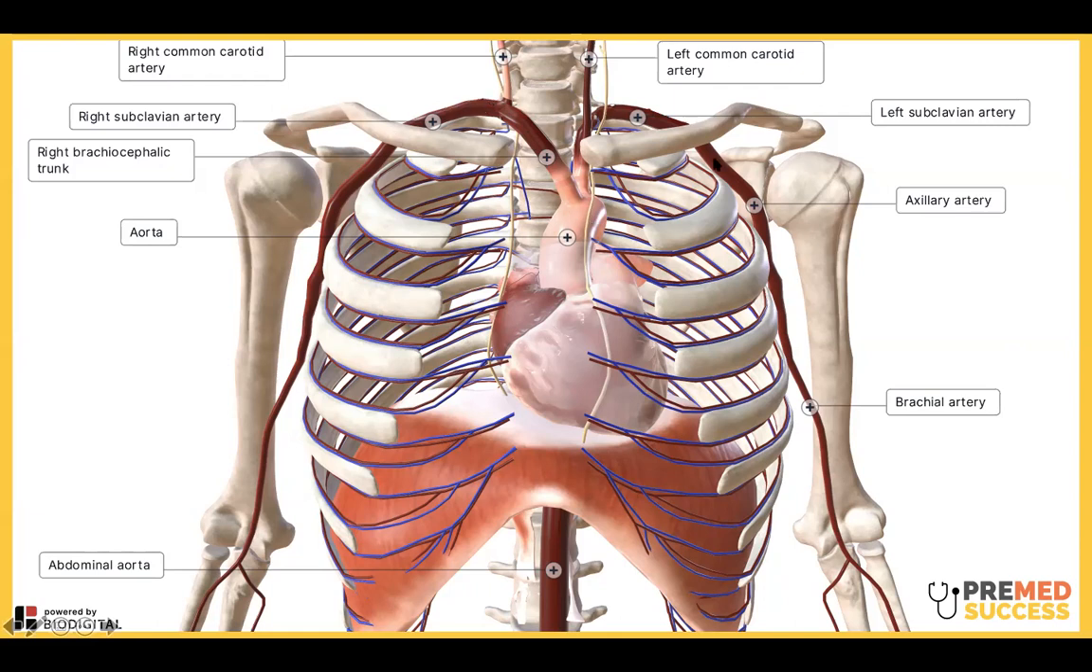And then on the left side of the body, there is no brachiocephalic trunk. So we just have the left common carotid coming straight off the arch of the aorta, and the left subclavian coming straight off the arch of the aorta. So the three branches that the arch gives off are the right brachiocephalic trunk, which then splits, the left common carotid artery, and the left subclavian artery. So there's no brachiocephalic trunk on the left side.